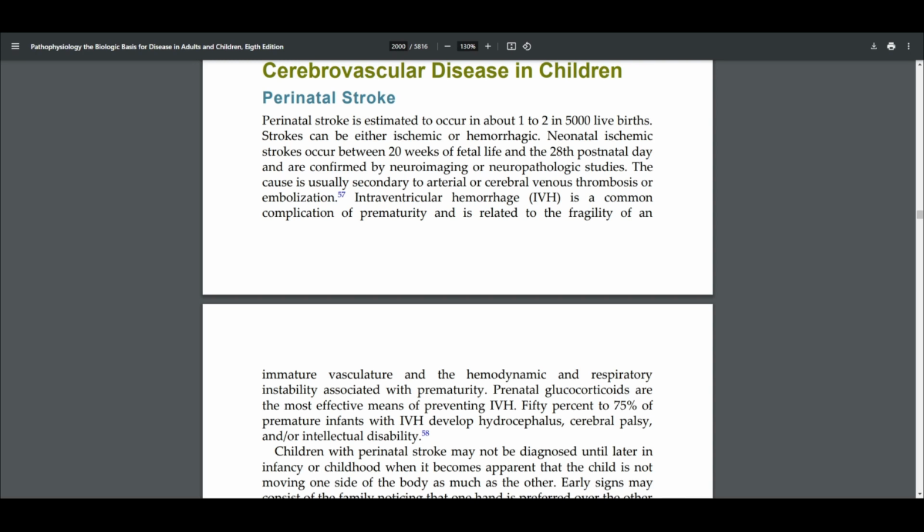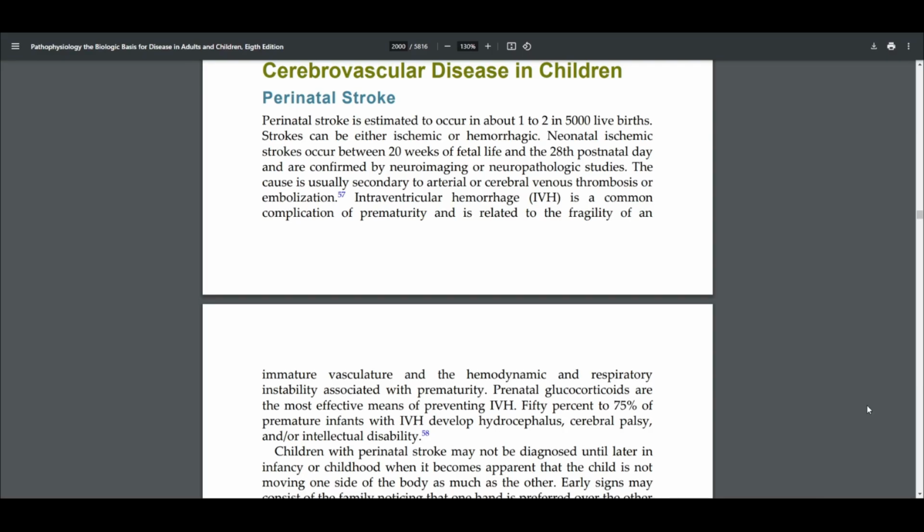Neonatal ischemic strokes occur between 20 weeks of fetal life and the 28th postnatal day and are confirmed by neuroimaging or neuropathologic studies. The cause is usually secondary to arterial or cerebrovascular venous thrombosis or embolization.